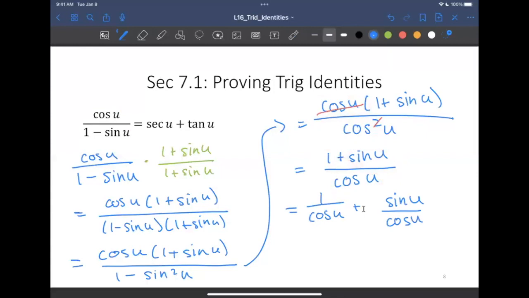1 over cosine of u is equal to secant of u. And sine of u over cosine u is tangent of u, which is our right-hand side. So that means our trig identity has been proven.